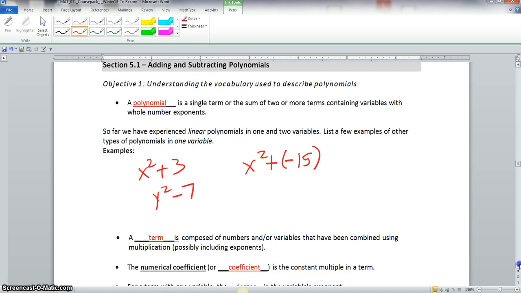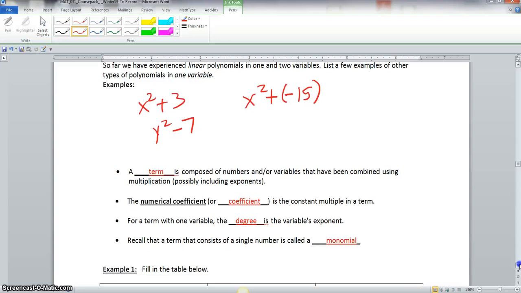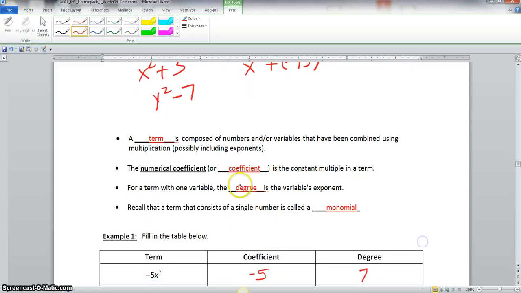Okay, now it says a term is composed of numbers and or variables that have been combined using multiplication, possibly including exponents. The numerical coefficient or coefficient is the constant multiple in a term. For a term with one variable, the degree is the variable's exponent. Recall that a term that consists of a single number is called a monomial.